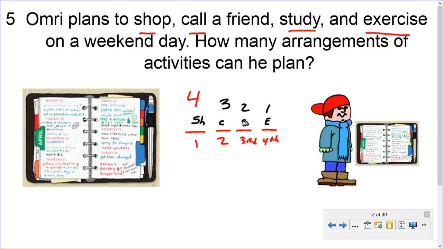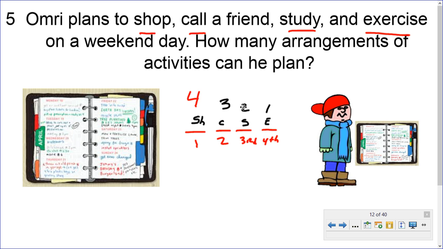Now, it doesn't have to be in that order. This is just one possible order. And remember, you have 4 different things that he could do. He doesn't have to shop. He could call, or shop, or study, or exercise. So there are 4 different things that he could do first. Then it leaves 3 different things, and 2 different things, and 1 different thing.